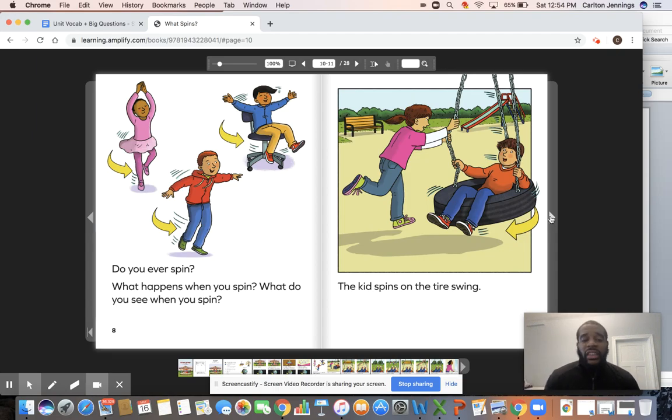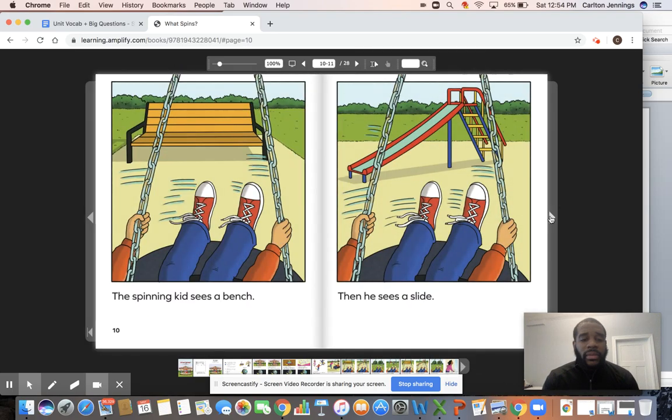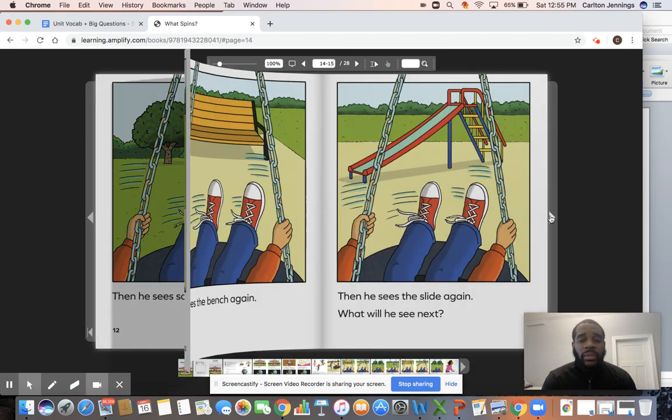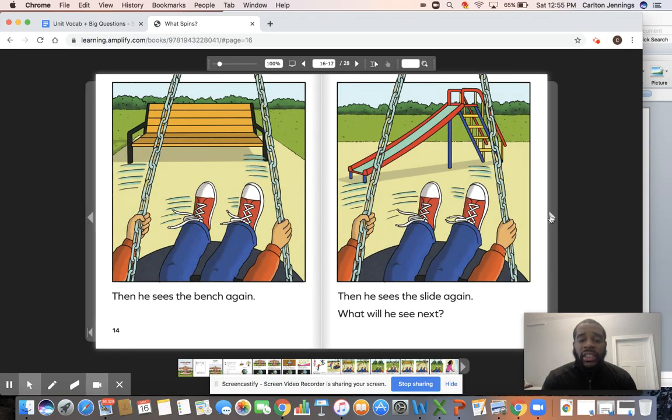The kid spins the tire swing. The spinning kid sees a bench. Then he sees a slide. So as he is spinning, he is seeing those different things that are around the playground. Then he sees some trees. Then he sees his friends. Then he sees the bench again. Then he sees the slide again.